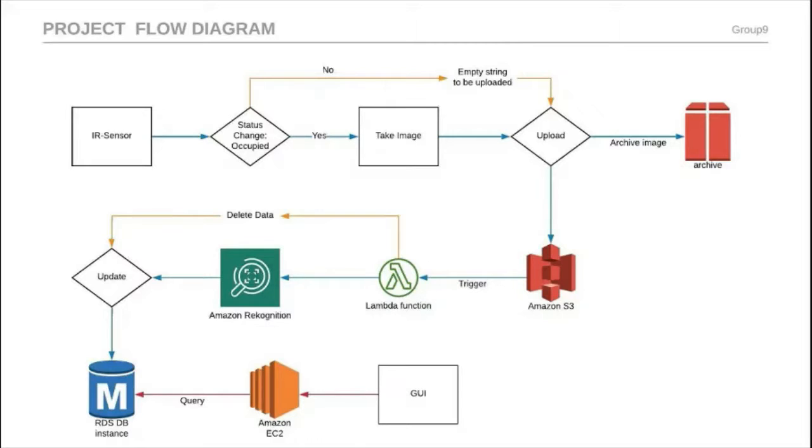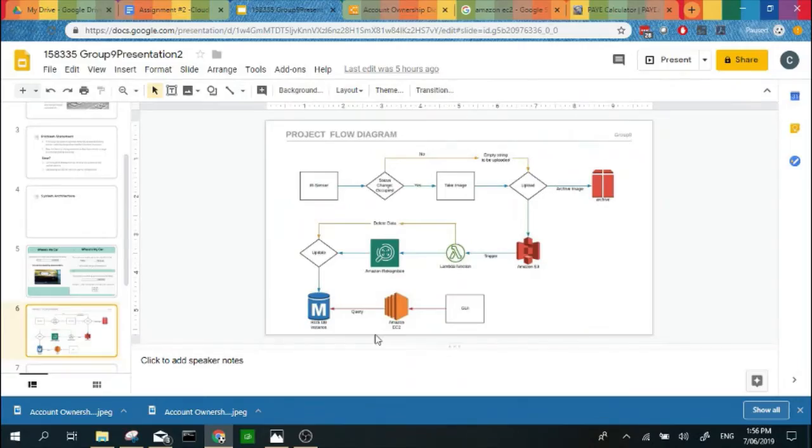This ensures that when an end user accesses the GUI hosted on the Amazon EC2 server and queries for the number plate, the database is responding with the most up-to-date information. So we'll now take you through a demonstration of the application and process.